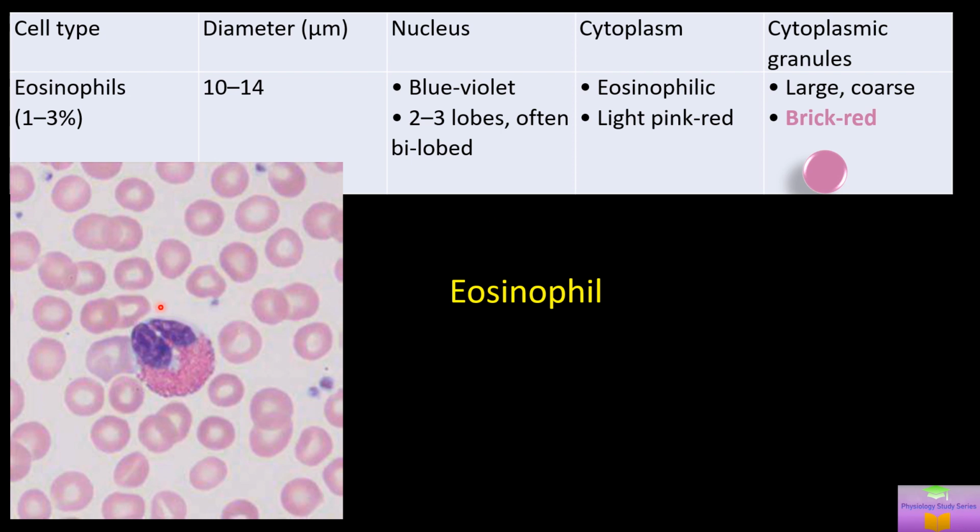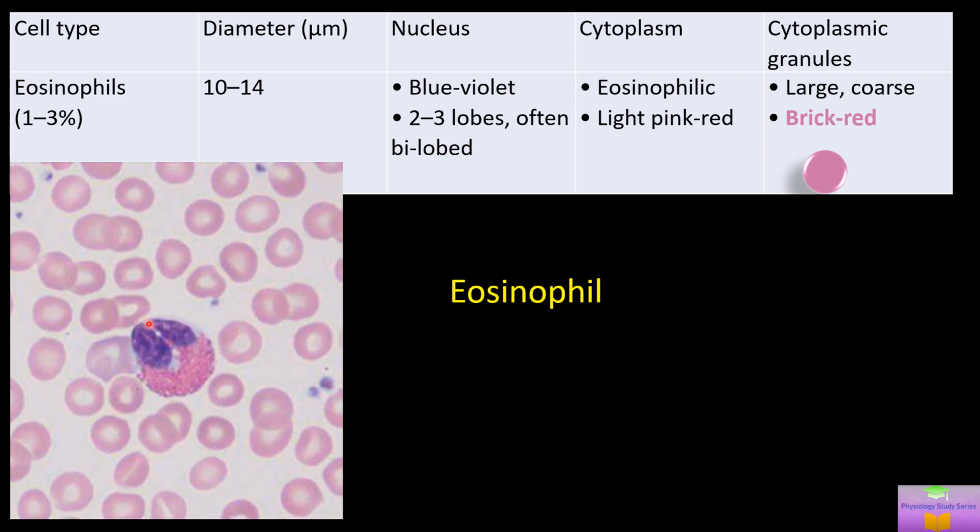An eosinophil under oil immersion objective is identified by the presence of a bilobed nucleus or a spectacle-shaped nucleus. And the most striking feature of an eosinophil is its large coarse granules or large thick granules. The color of the granules is brick red or orange red.